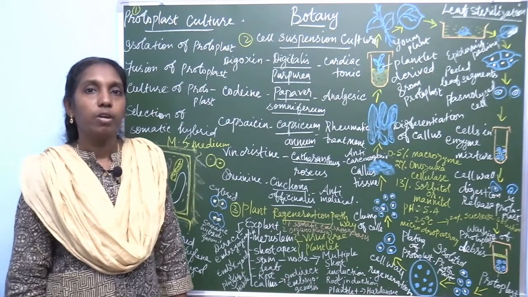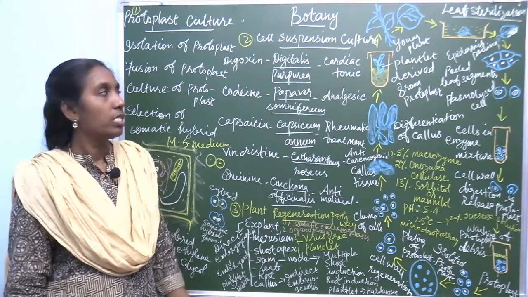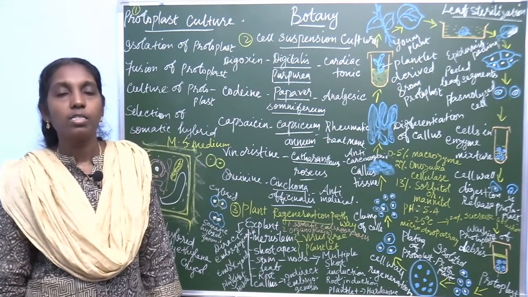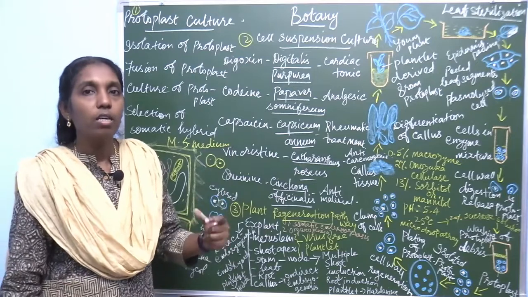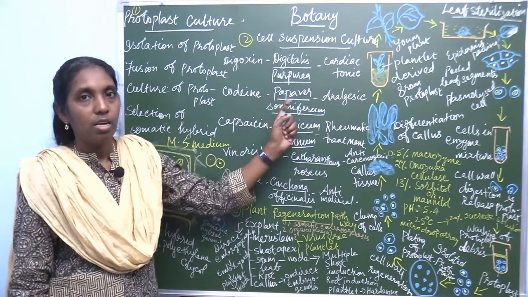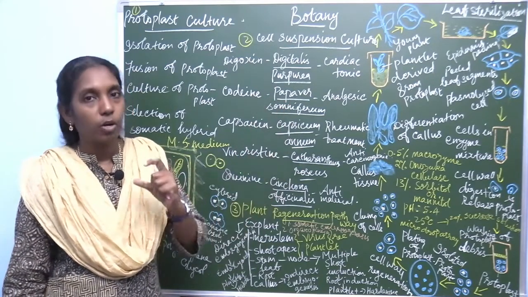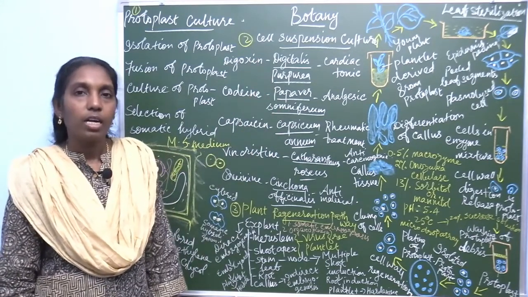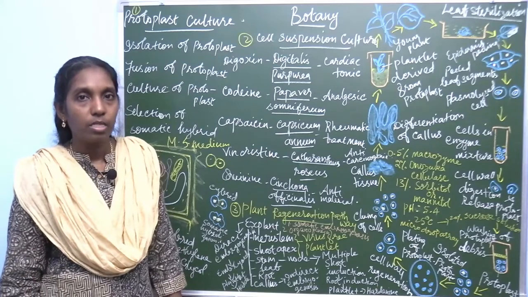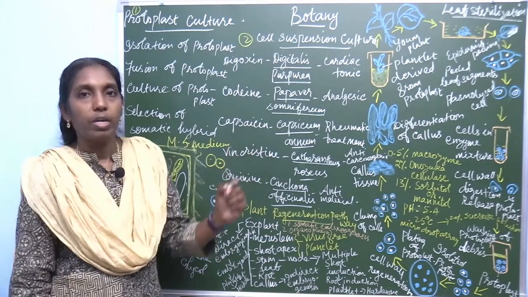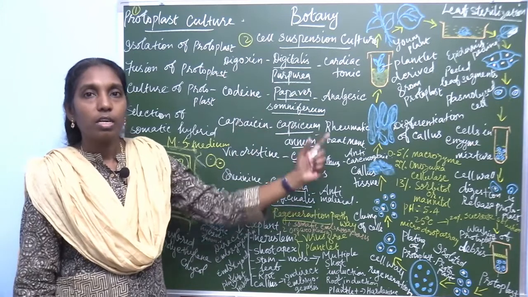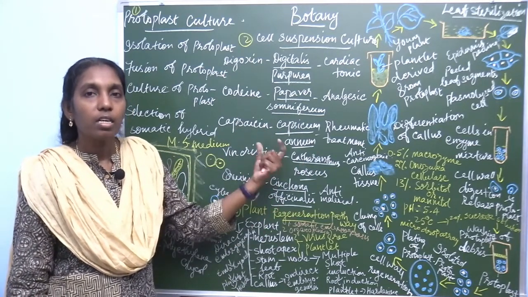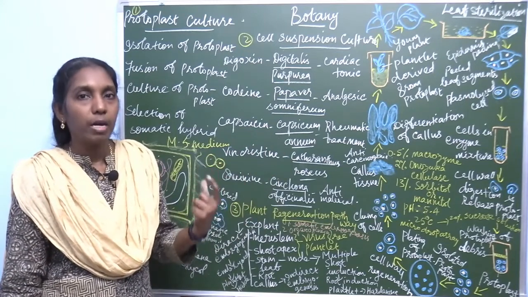This cell suspension culture is used for the production of secondary metabolites. What are secondary metabolites? Plants produce chemical compounds or substances which are not used for the normal growth and development of the plant. They are given off as a byproduct, called secondary metabolites. There are a number of secondary metabolites, such as terpenoids and alkaloids. These secondary metabolites are taken from the plants as a byproduct.